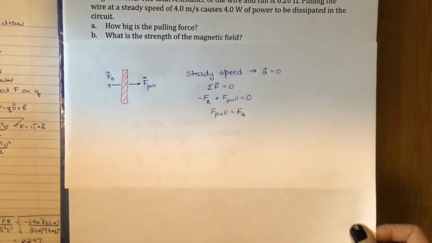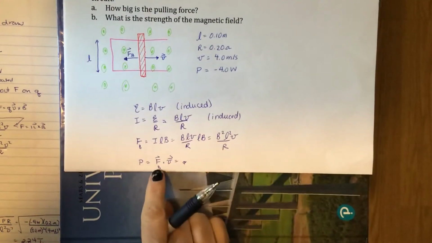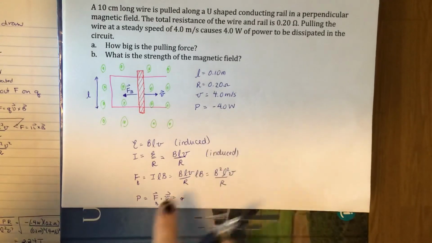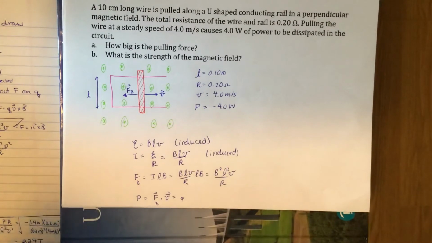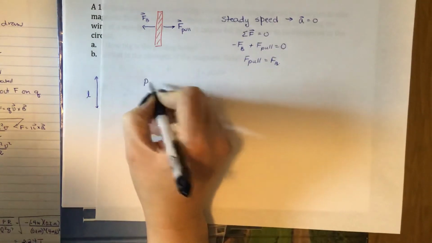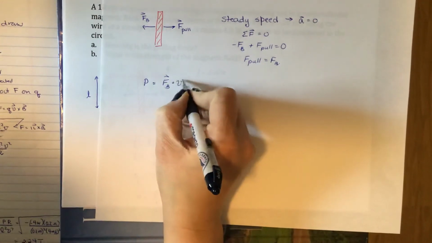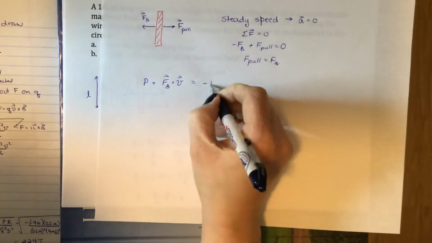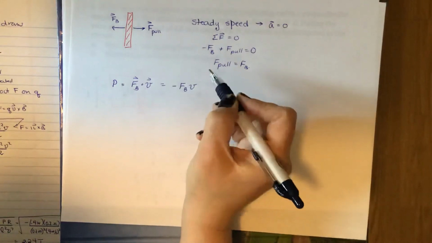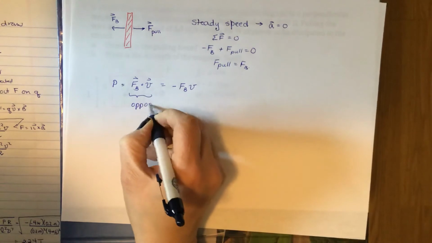So now let's go back to what we wrote down a moment ago and ask, can we find the magnetic force? Well, yes we can. We know that we have a power of minus 4 watts, which is equal to the magnetic force times the velocity, the scalar product. So power equals F_B dot V equals minus F_B V, minus because the velocity is to the right and the magnetic force is to the left. Those are in opposite directions.